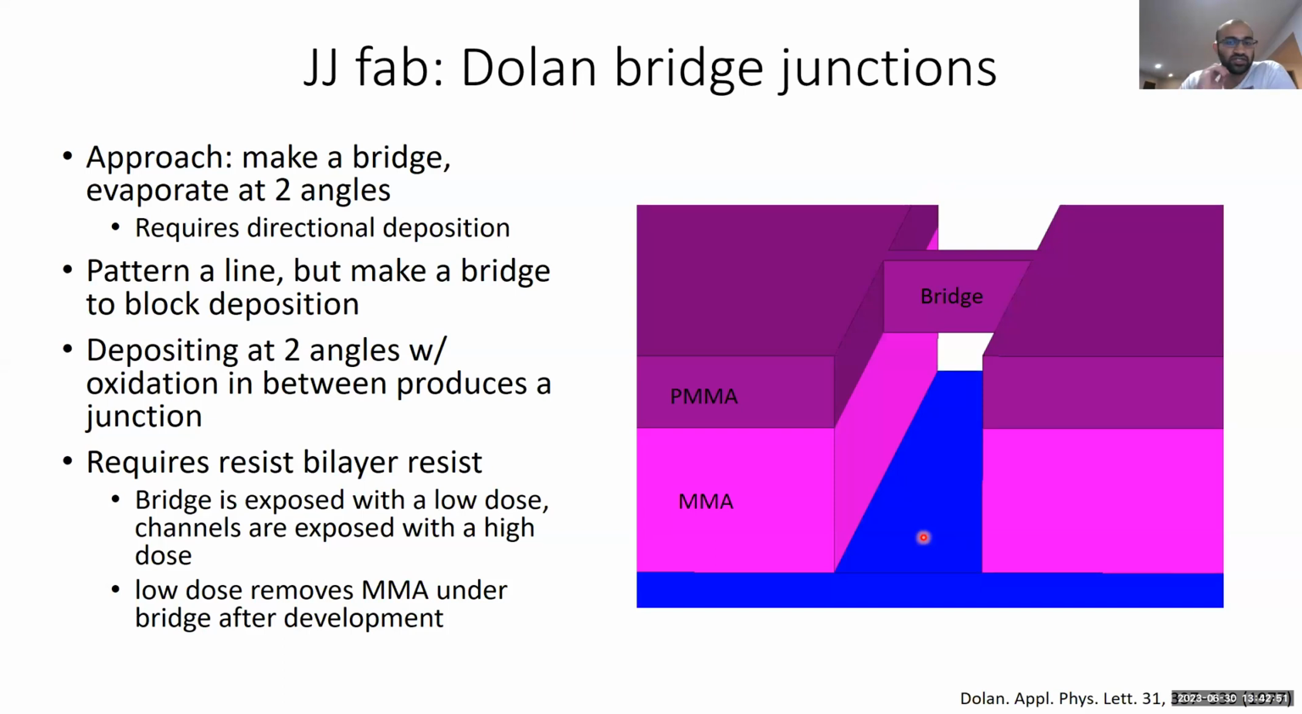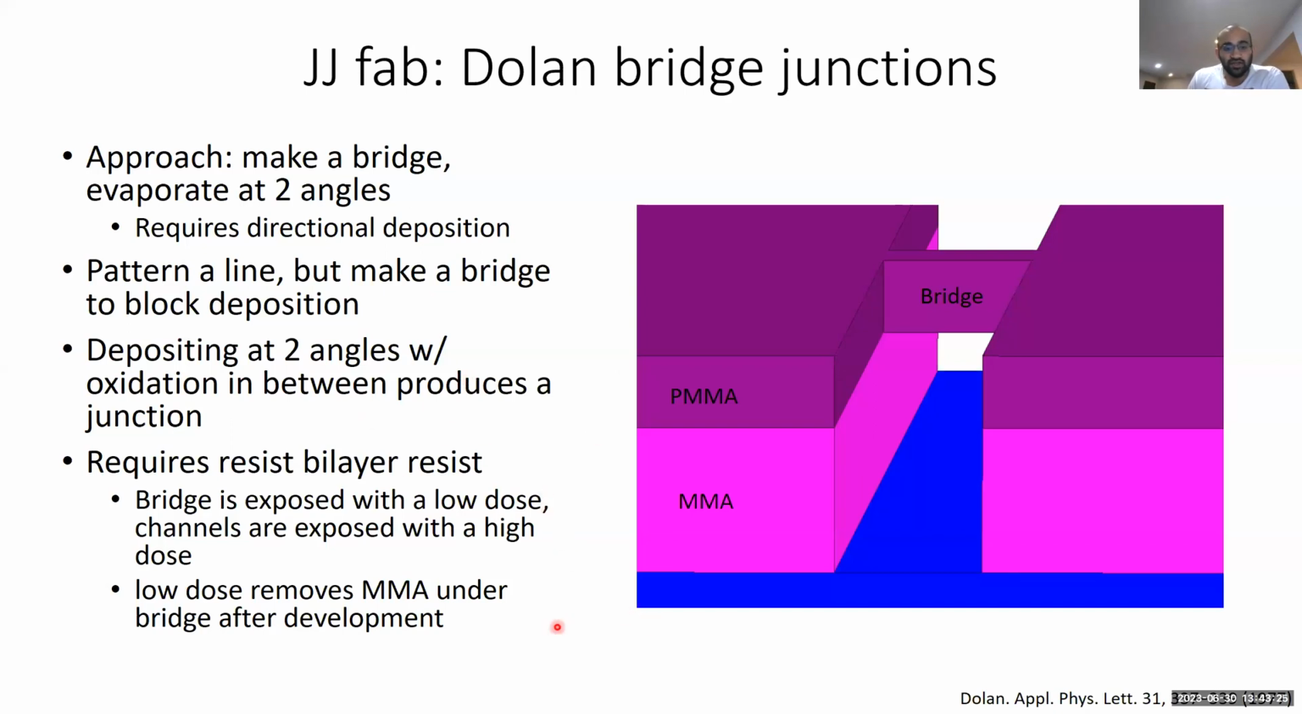So let's talk about the first type of process. It's called a Dolan bridge. The approach here is to make a bridge using your resist and evaporate at two angles. In the simplest form, you're patterning this line and you make a bridge right here. When you deposit at an angle, the bridge will block deposition in certain areas. As a result, if you deposit at two different angles with an oxidation step in between, you can create a structure that's basically a Josephson junction.